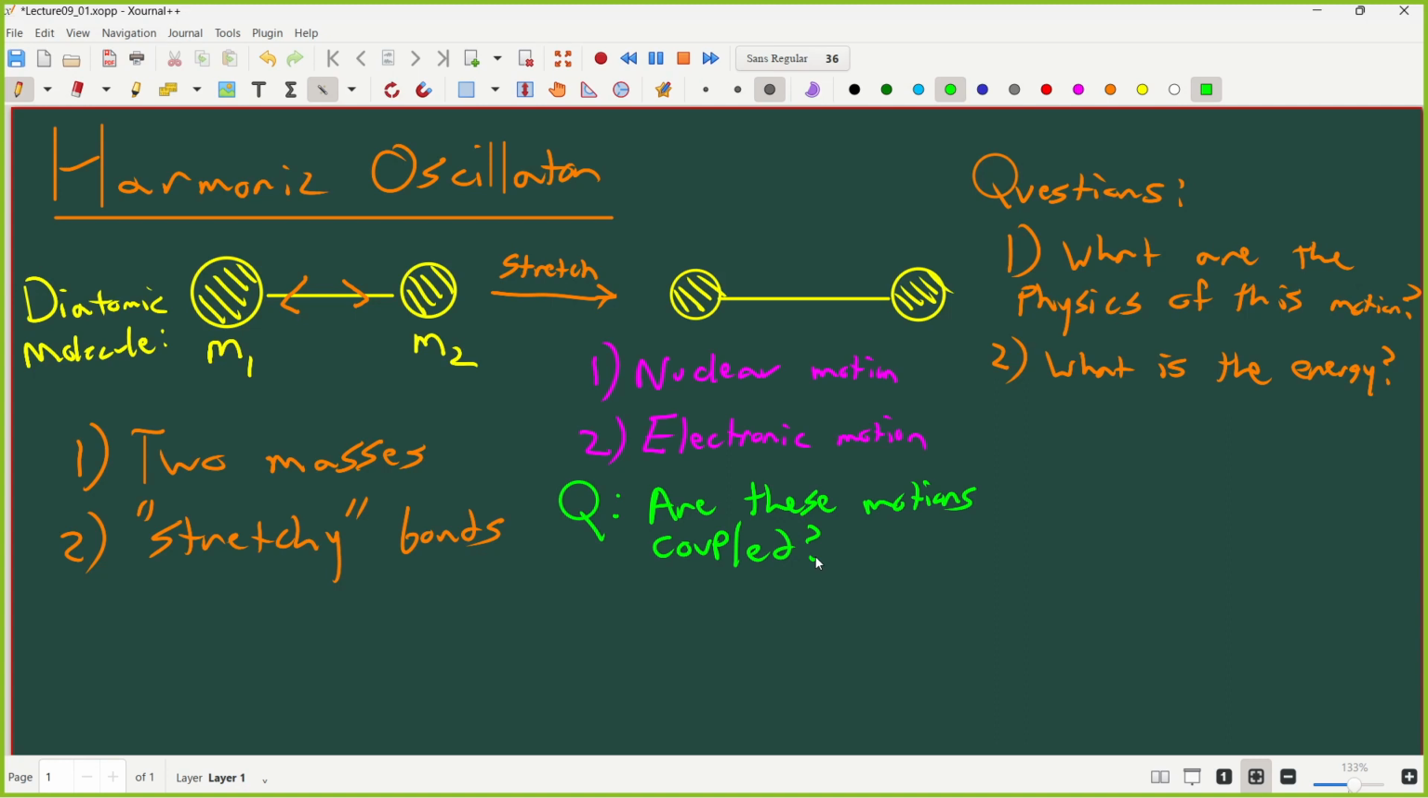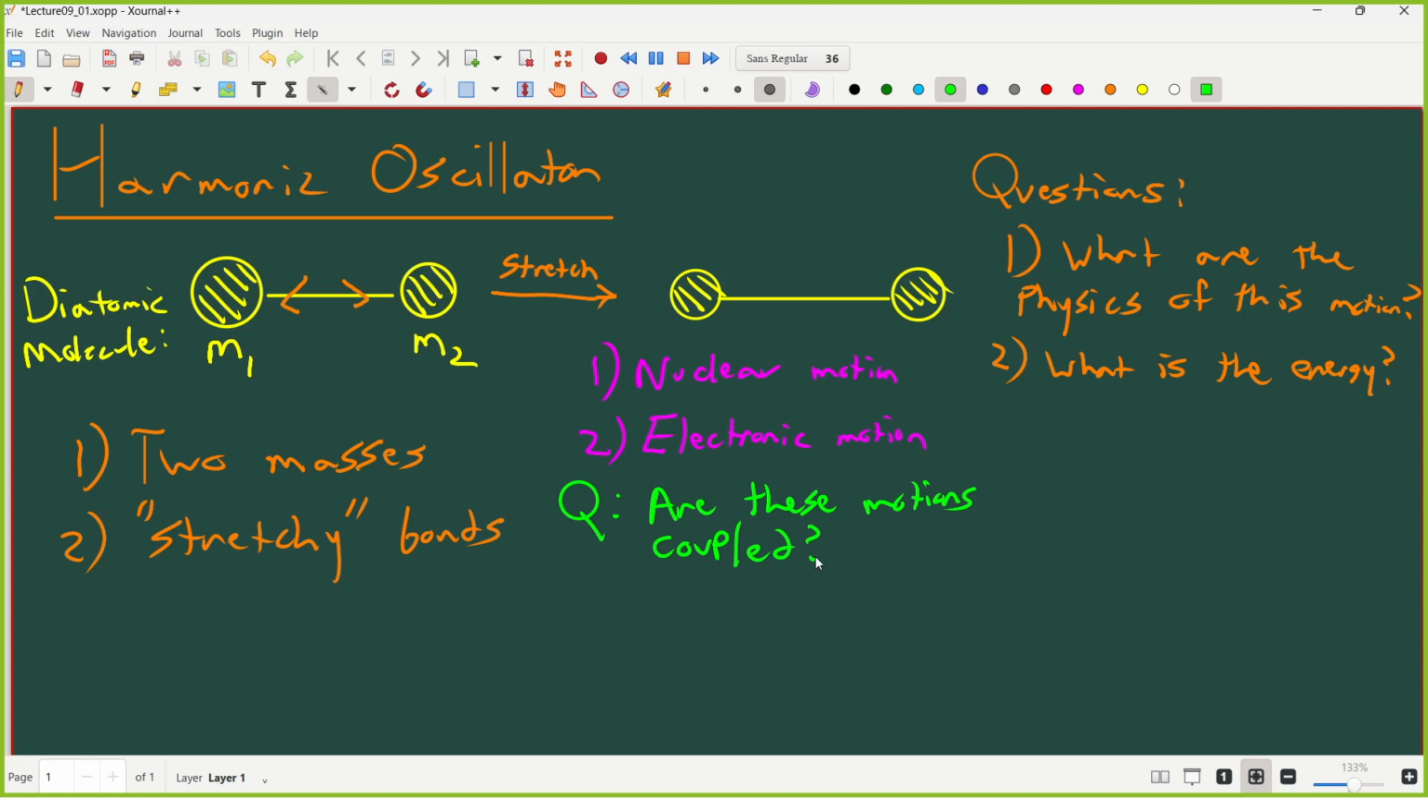Now the question is, of course, which is valid? And I have an answer for you. We're not going to formalize this until we get past the hydrogen atom, because it's kind of hard to see it until we really start to talk about atoms. But there's an answer to this question. And the answer is that these motions are not coupled. We can approximate them to be not coupled, that the nuclei move in some ways independently of the electrons that are around.